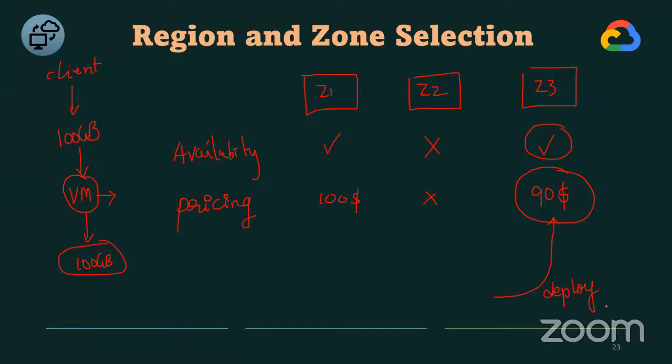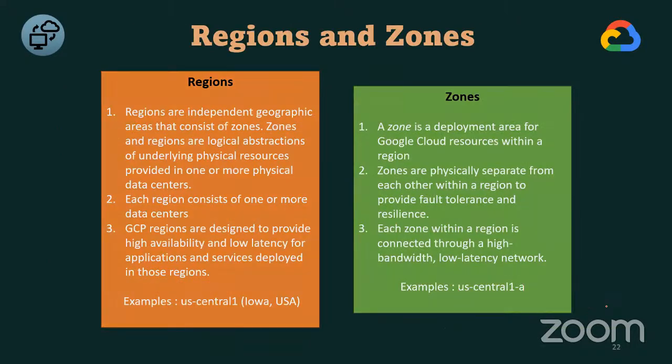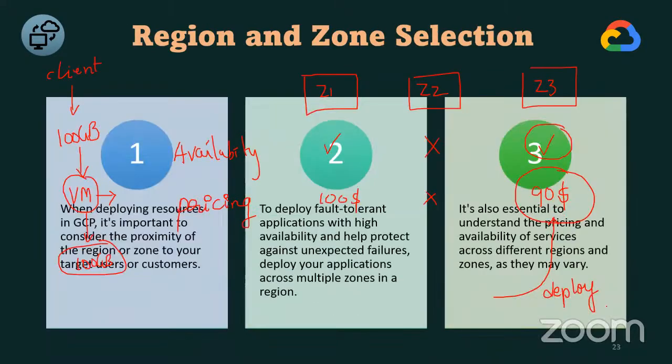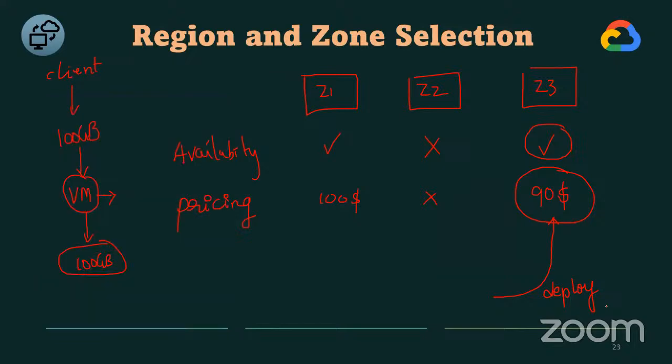So this is what our third point says. It is essential to understand the pricing, right? We understood. And the availability of the services across different regions and zones, because it may vary. The cost may vary, and the availability of the service may also vary. So these are the 3 important things I am telling you guys. Whenever you want to deploy or create some resource in the Google Cloud Platform, you go according to these for sure.